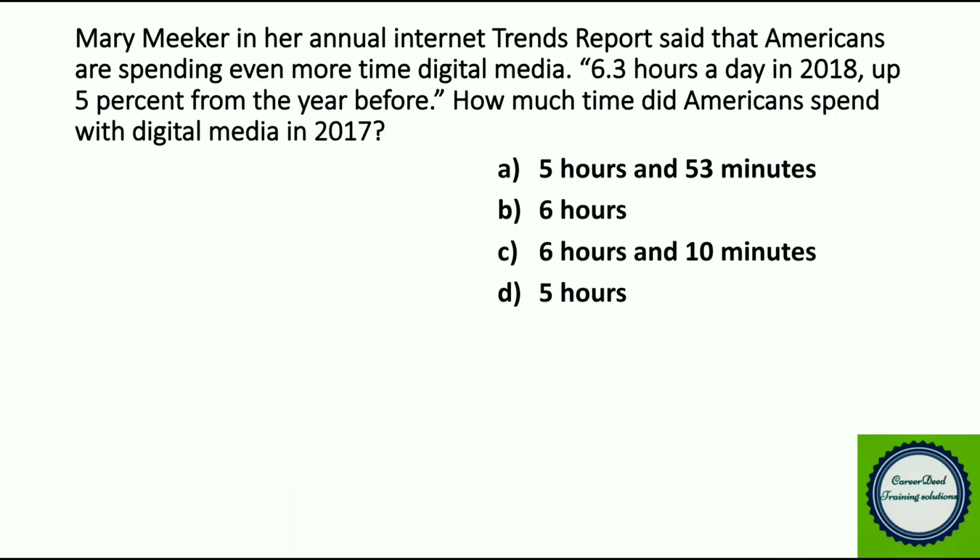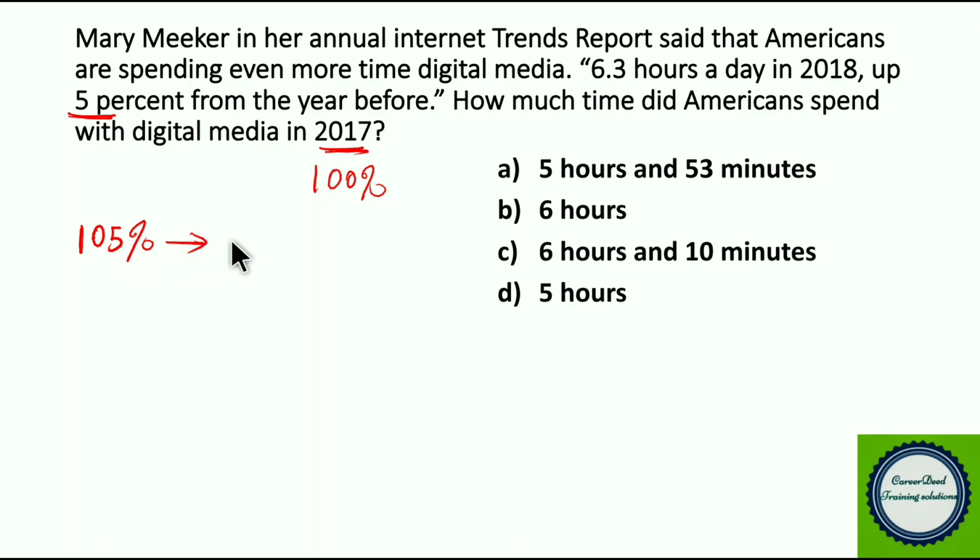Okay, here you have question number 11. Mary Meeker in her annual internet trends report said that Americans are spending even more time on digital media, 6.3 hours a day in 2018, up 5% from the year before. How much time did Americans spend with digital media in 2017? So here you have a report where every year they are spending 5% extra. So in 2017, if it is 100%, in 2018 they are spending 5% extra, that is 105%, and it is given they had spent 6.3 hours a day.